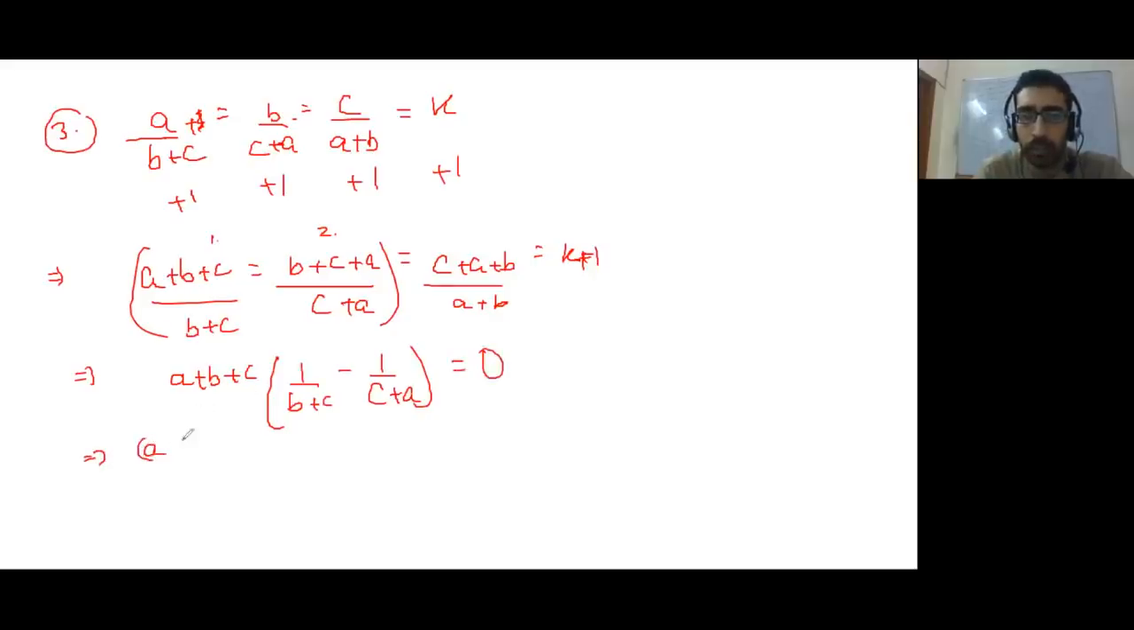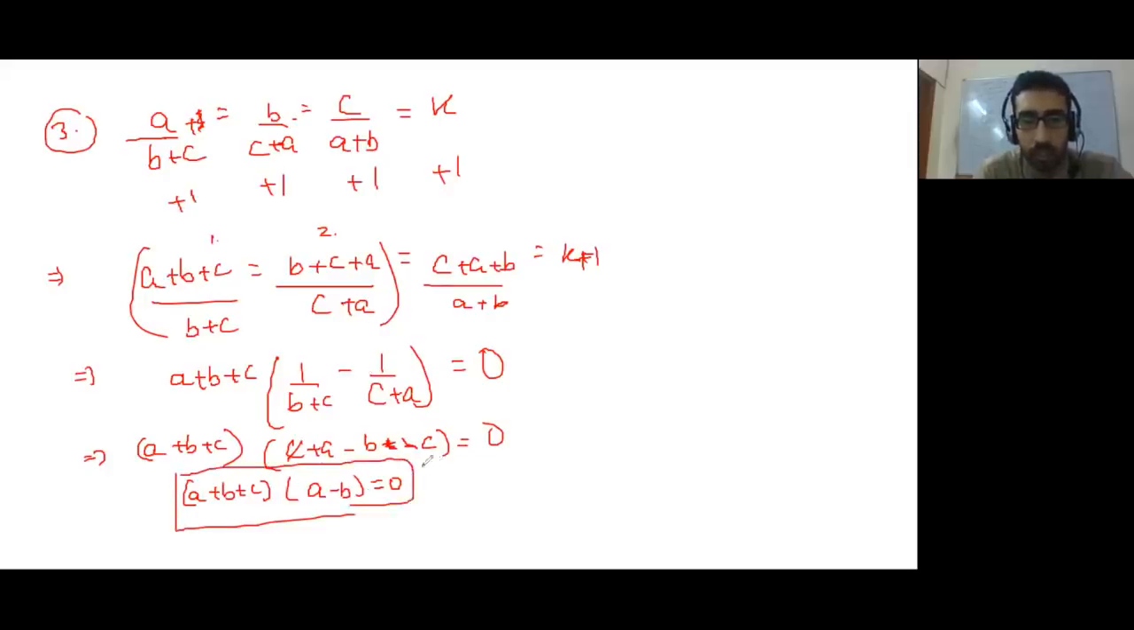You get 1 by b plus c minus 1 by c plus a is equal to 0. And of course, this means a plus b plus c into c plus a minus b minus c is equal to 0. C of course cancels out. You get a plus b plus c into a minus b is equal to 0. I've just compared 1 and 2 here. What does the result tell me? What can I conclude? I can conclude that either a plus b plus c is 0, or a is equal to b.